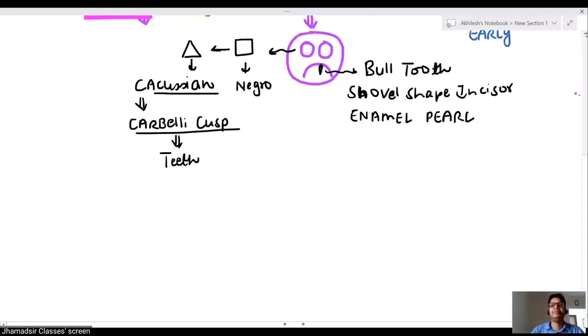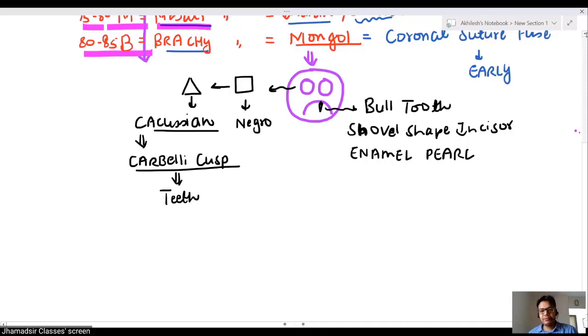Okay, now sir, for race, what other indices are used? We can remember by BCCI. These are other indices for race.